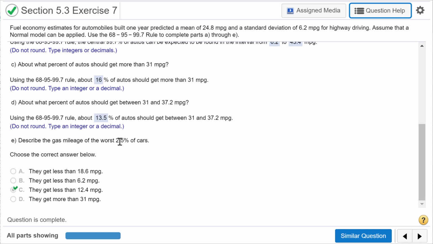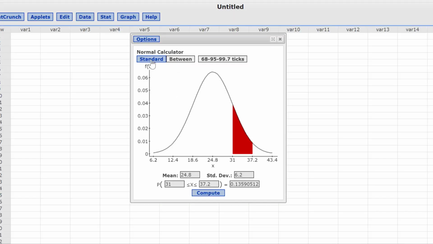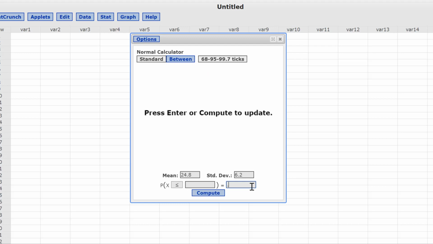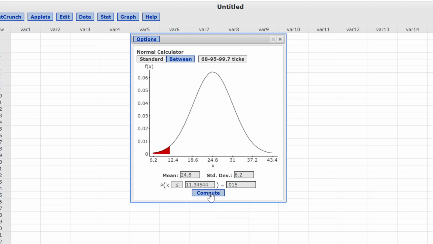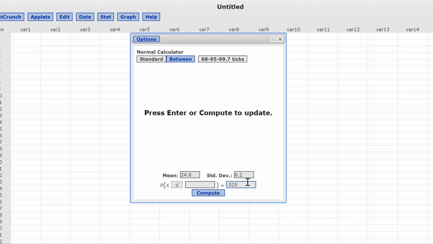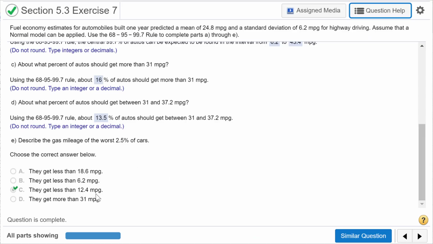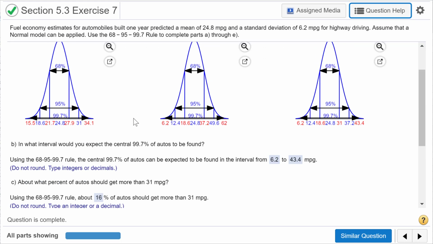The worst 2.5% of cars. So again, the worst means less than, and this is going to be 2.5%, so 0.025. This little piece right here, we got at 11.3. Oop, I think I put that in wrong, didn't I? I thought it should be closer than that. So 12.6 is a better estimate, but again, it's an estimate. With our choices, we get 12.4. That's what's sort of laid out with this rule. These are just models that try to get as close as they can. So I hope that helps.